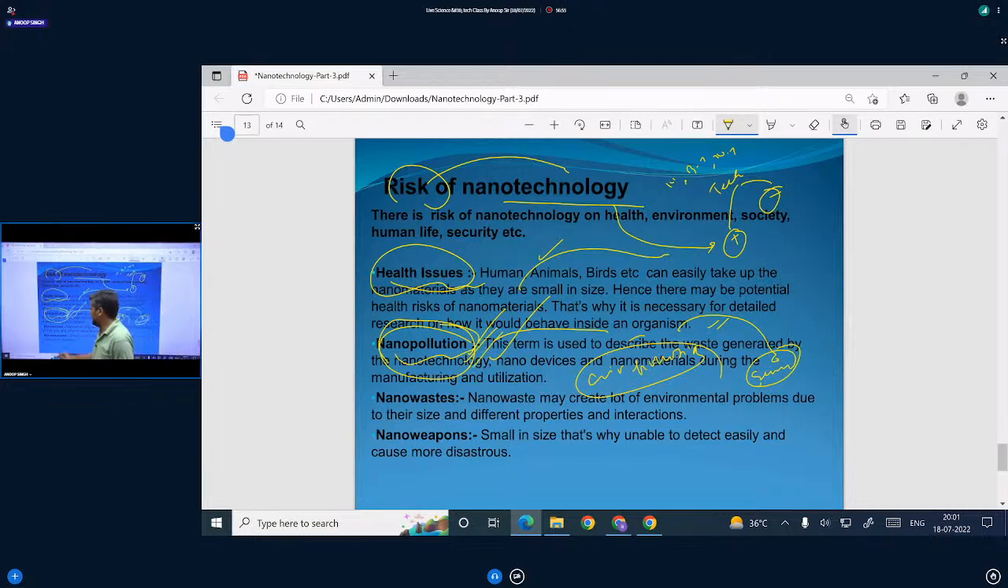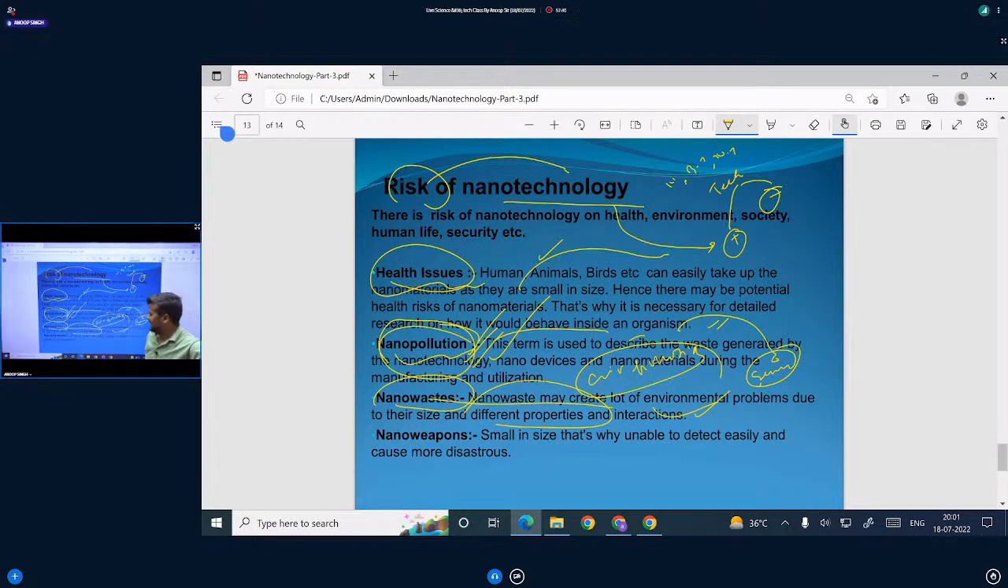Okay, then nano waste. These nano wastes also may impact the environment at a large scale, because they are small in size. Okay, their size is small and they are not easy to detect, and also they have different properties, so they will impact the environment differently.